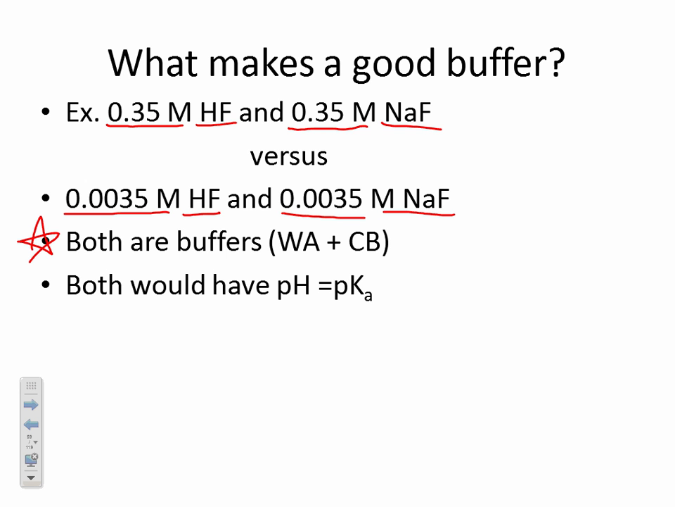Both of them are the weak acid and the conjugate base. So that's going to be, in this case, HF and F minus, right? Because NaF is going to completely turn into Na plus and F minus. So F minus is our conjugate base in this particular system.